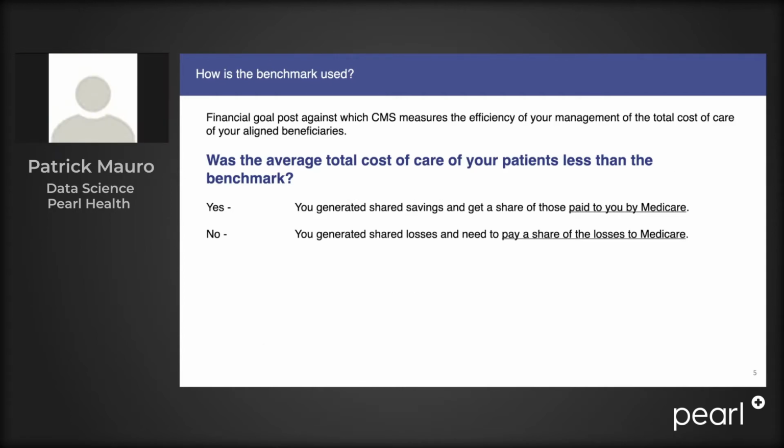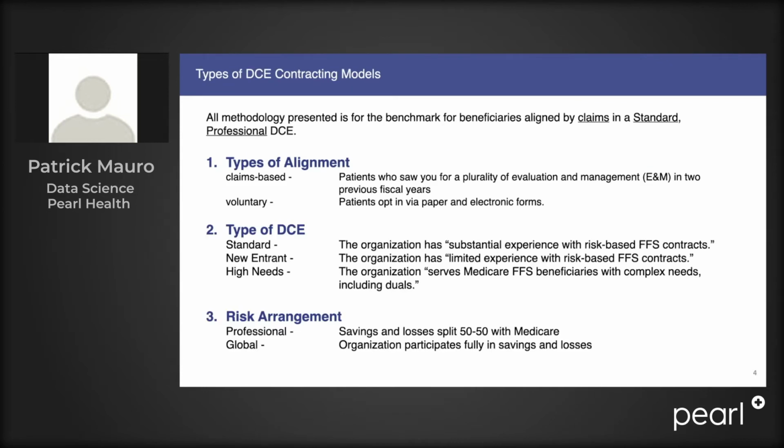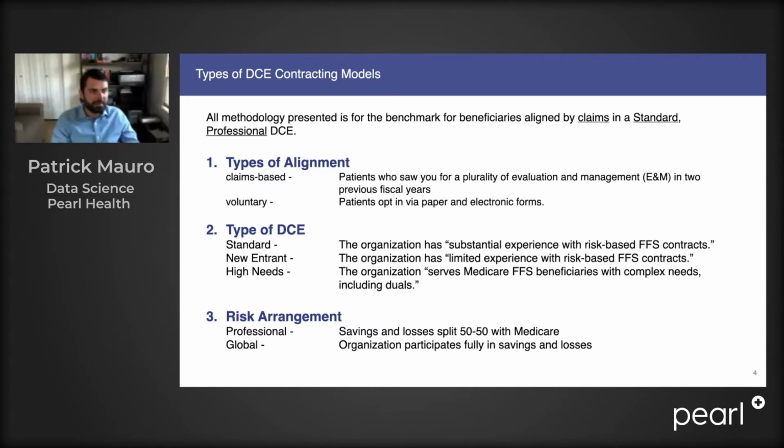I have a question. Sure. When might my benchmark differ from the one that is presented here? Like, so claims aligned beneficiaries in a standard versus professional? Yeah, and so that's Liz Permenter. I'm joined by a few of my colleagues at Pearl Health, and that is a great question. So you should find this presentation to be directly applicable for you. Again, if you think you already know that you're in a standard professional DCE with claims aligned beneficiaries. And so whenever any of those things aren't true, you might have a benchmark that is calculated differently.